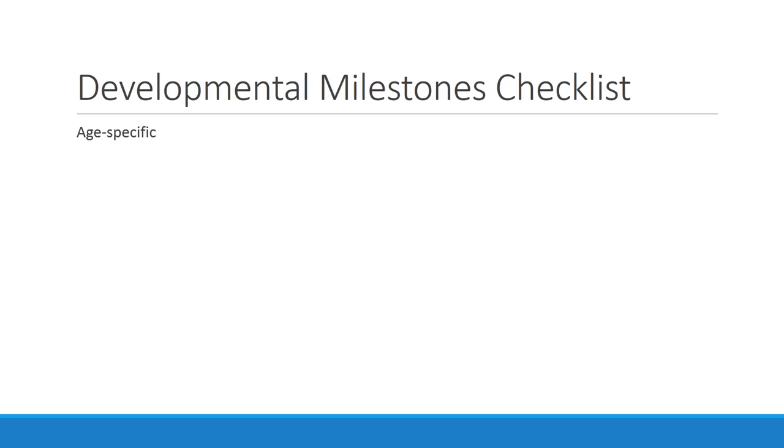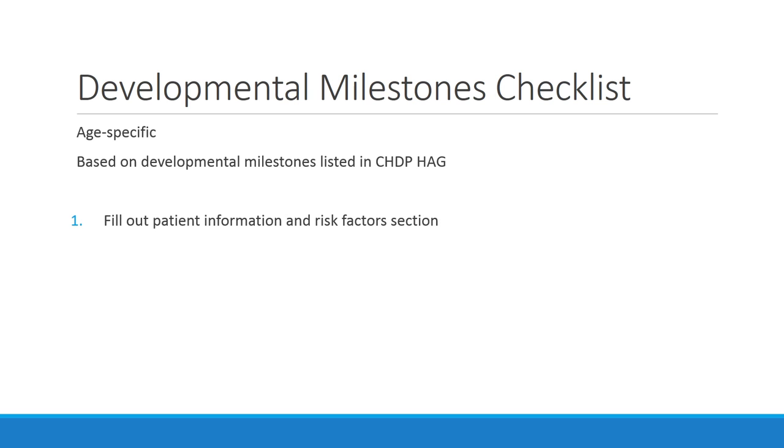The Age-Specific Developmental Milestones Checklist is based on the developmental milestones listed in Table 54.1 of the CHDP Health Assessment Guidelines. For this document, you will first fill out the patient information section and the risk factors section. This section only has to be filled out during the child's first visit to your office. You may wish to have the parent complete this section in the waiting room before the exam.